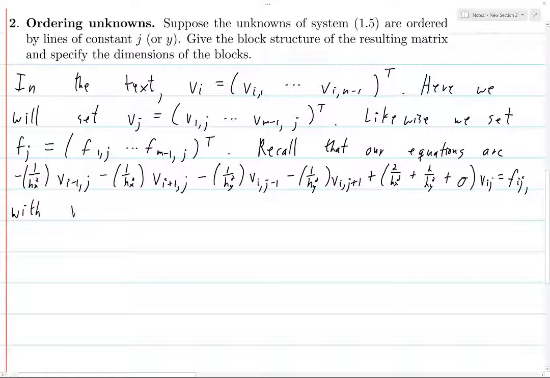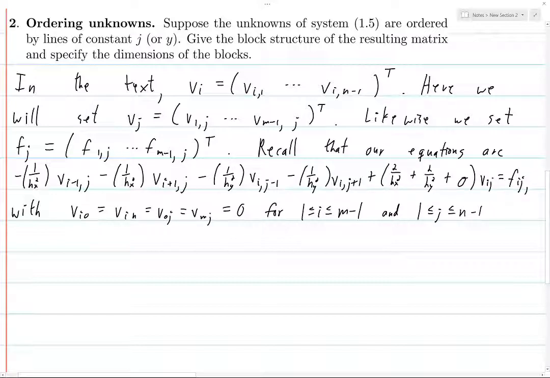And this is how we deal with the endpoints. Vi0 equals Vin equals V0j equals Vmj equals 0 for i between 1 and m. I guess it's technically m minus 1, because when i equals m, it doesn't matter, because that's taken care of by the other case. And then we have j between 1 and n minus 1.